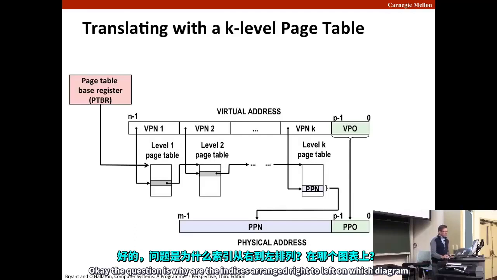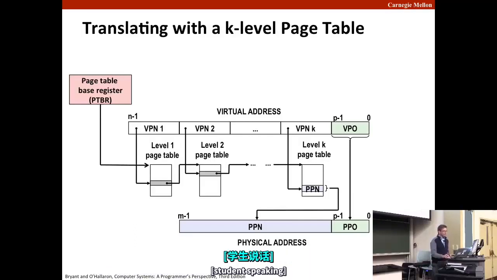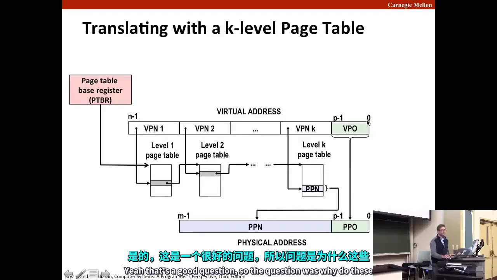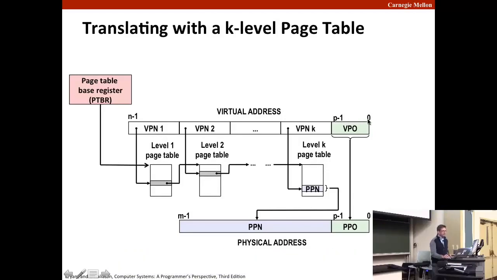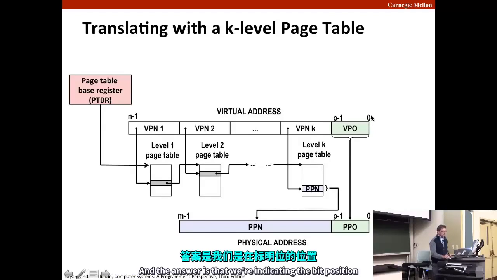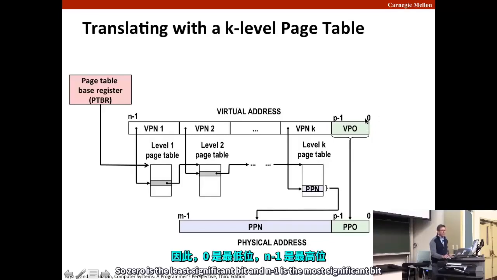Okay, the question is, why are the indices arranged right to left? On which diagram? So on this diagram, you have 0 at the top right. Oh, these are the bits. This is the least significant bit. It's always bit 0. Yeah, that's a good question. So the question was, why are these bits labeled right to left starting at 0? And the answer is that we're indicating the bit position. So 0 is the least significant bit, and n-1 is the most significant bit.